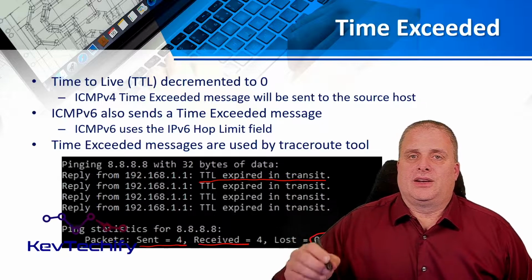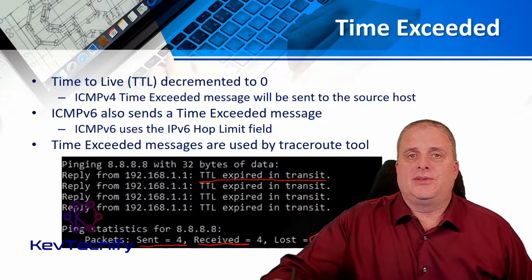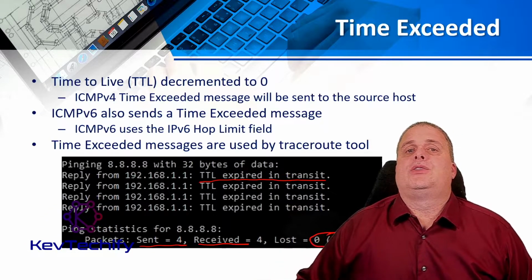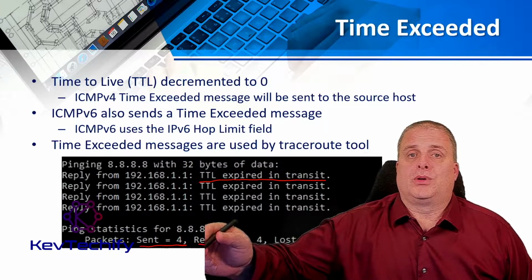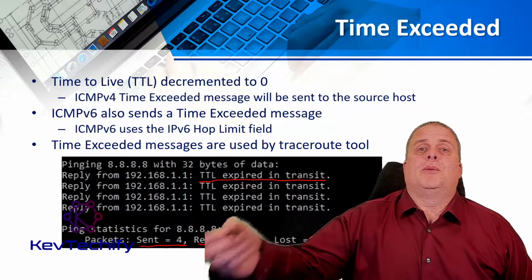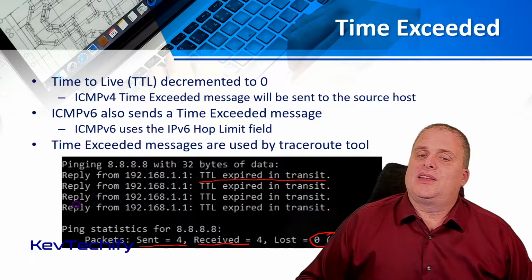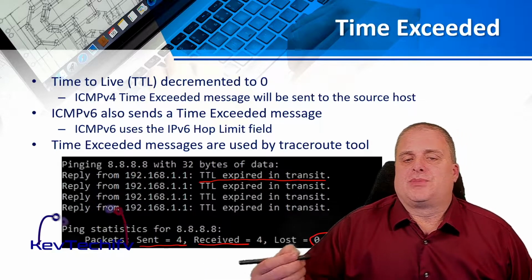What it's saying here is I went from my host to the default gateway. Default gateway tried to reach the destination. Destination was unreachable, and so my default gateway sent me a message back saying, hey, I tried to get there, but the time to live expired in transit.